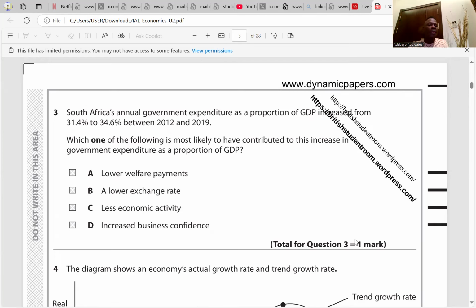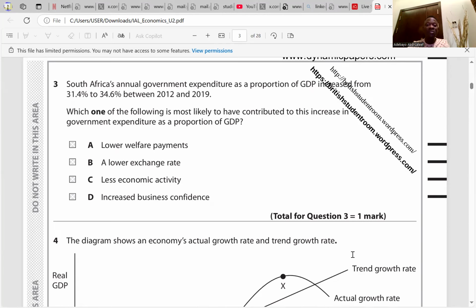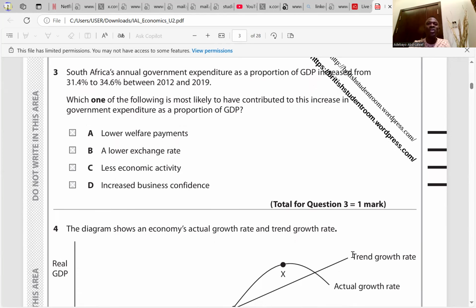So it's not B. Less economic activity. Yes, less economic activity could be as a result of unemployment. That would mean government expenditure would increase because government might start spending on unemployment benefits. So the answer is C. And increased business confidence would reduce government expenditure, or rather increase government revenue. So the answer is C for question 3.